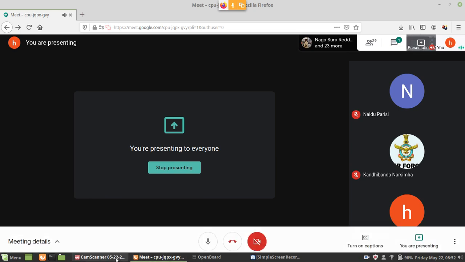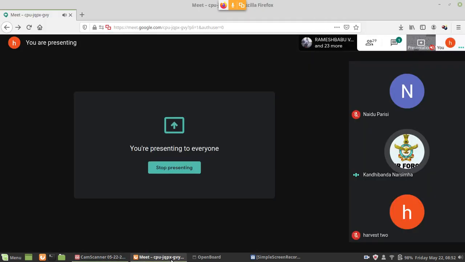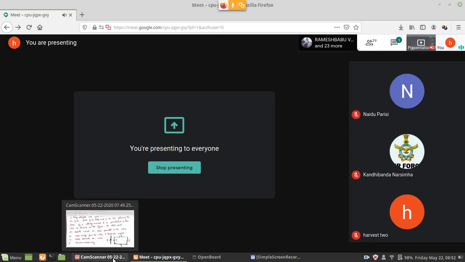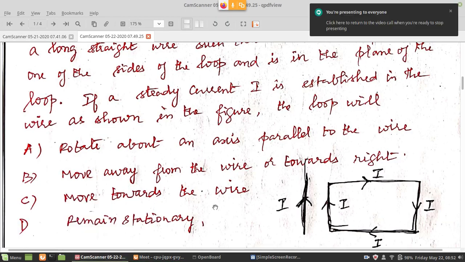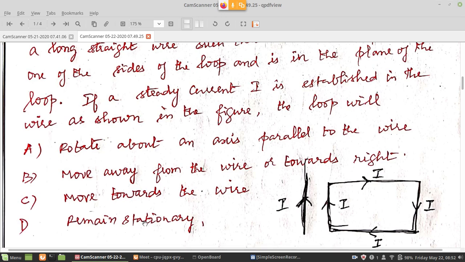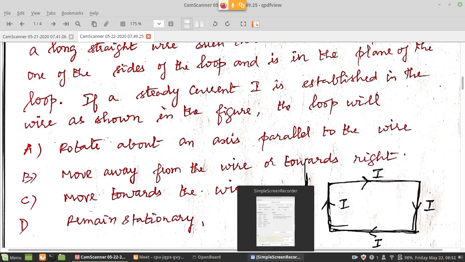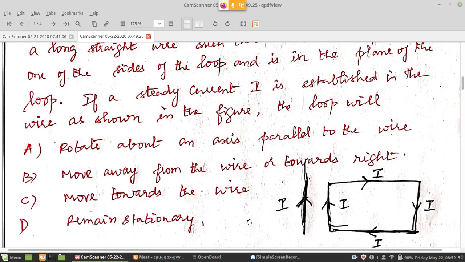Answer, who is going to give? Which choice? Remain stationary? No, that is not the answer. Current is going. Definitely there will be a force of attraction between what? Between this and that, this wire and that loop. Right? So what is the answer? Nobody is telling why. Yes, C is the answer.